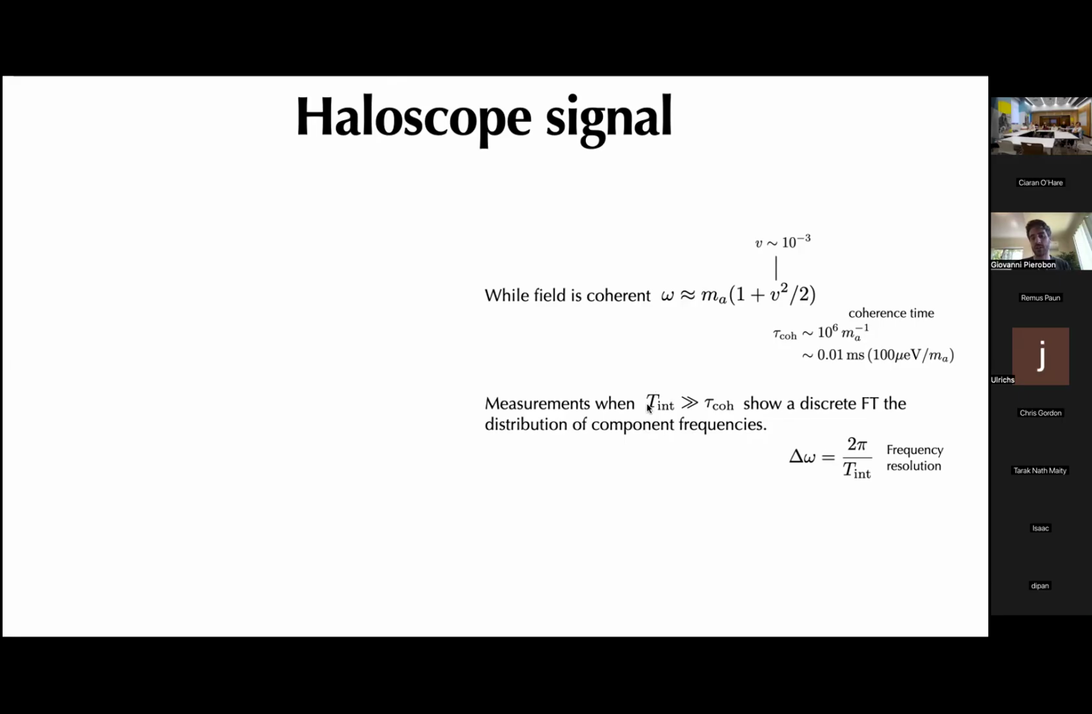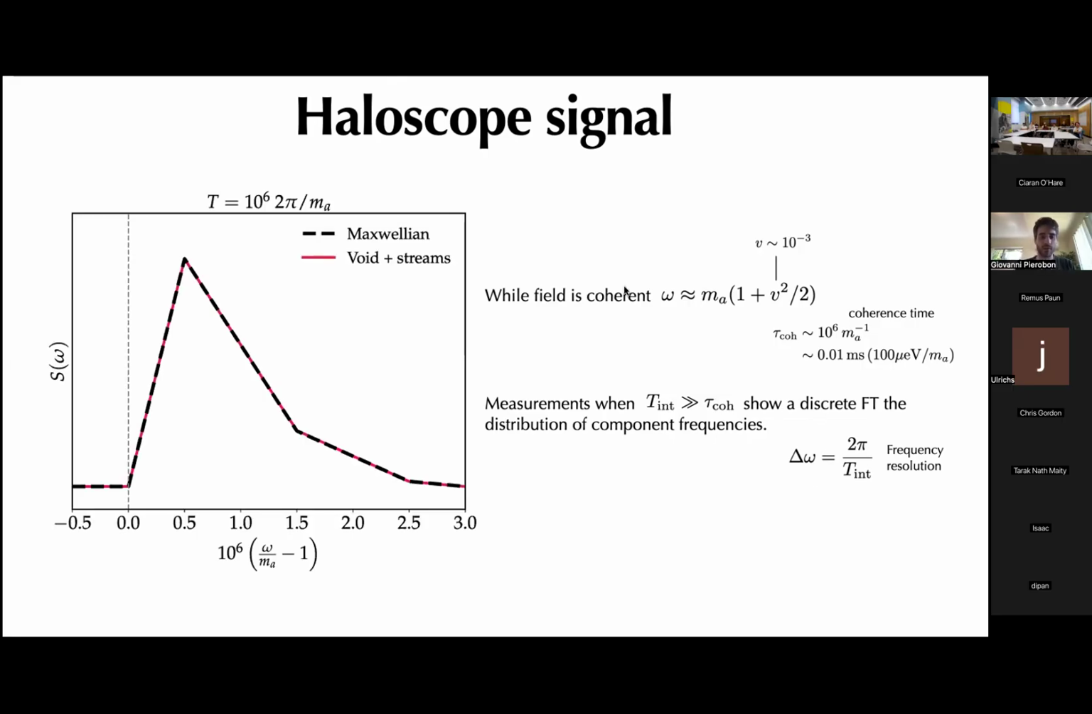So as you integrate, T int is the integration time, or the time that you take to take the Fourier transform. The larger this time, the better your frequency resolution will be because it will be inversely proportional to that. And if you have just enough resolution to go around this coherence time, so now this integration time is very close to the coherence time, you just have a few spectral bins here, and the signal is not very well resolved. You have a peak. And now I'm just normalizing the horizontal axis to make it more understandable. But essentially, whether you have a background or you have a signal which is made of void plus streams, they will look very similar because the resolution is really bad.